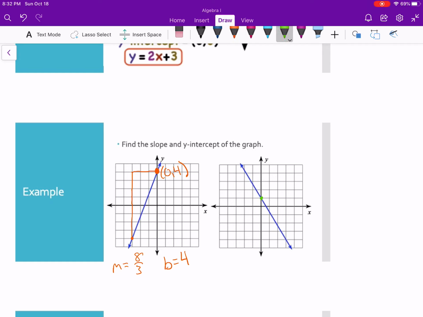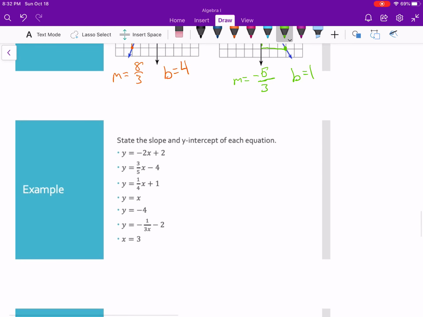Same thing on the next one. I find a point, and I find another point, and I find the slope. So 1, 2, 3, 4, 5. So we went down 5, and over 1, 2, 3 to the right. So our slope is negative 5/3. And our y-intercept here is at the point (0, 1), so our b is 1.